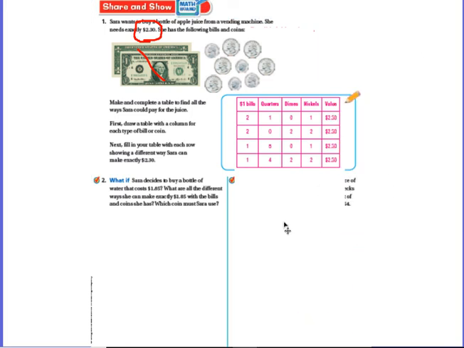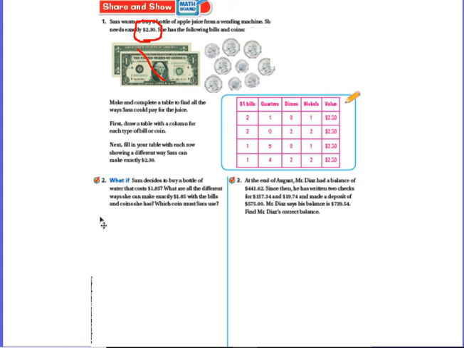So, get that out of the way. If Sarah decides to buy a bottle of water that costs $1.85, what are the different ways she can make $1.85? So this is the coins she has. What can she do to make $1.85? What could she take out? We've got to set it up again exactly the same way. So we know we could probably use $1, right?